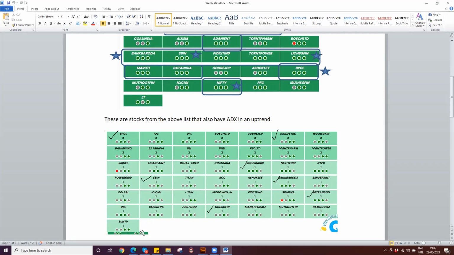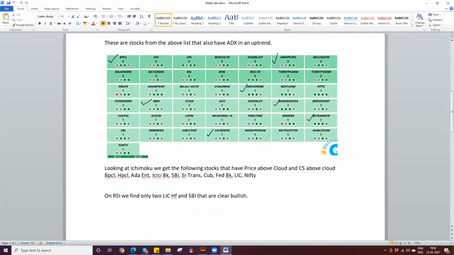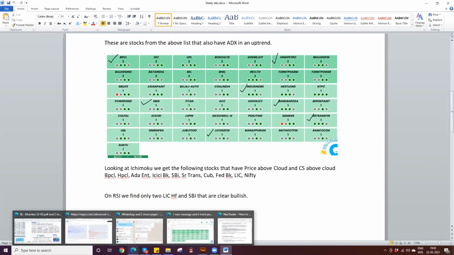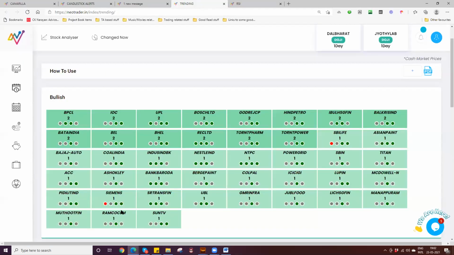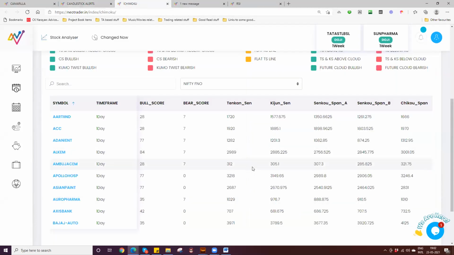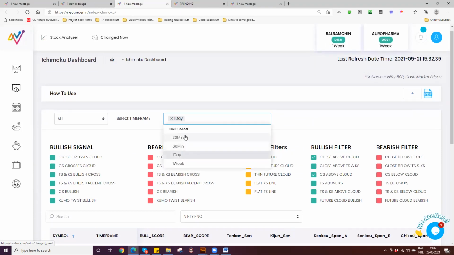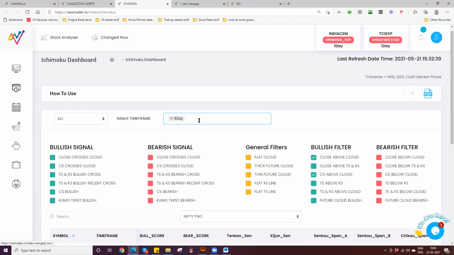So now you have made another shortlist, right? And then we also went to the Ichimoku page, right? On the Ichimoku page, if you go here, where is the Ichimoku page? Here is the Ichimoku page. On the Ichimoku page, again, you are choosing 1 day as the time frame, right? Ichimoku also you have all this, but you are choosing 1 day as the time frame. And then you have the Ichimoku page showing you a lot of stuff here.